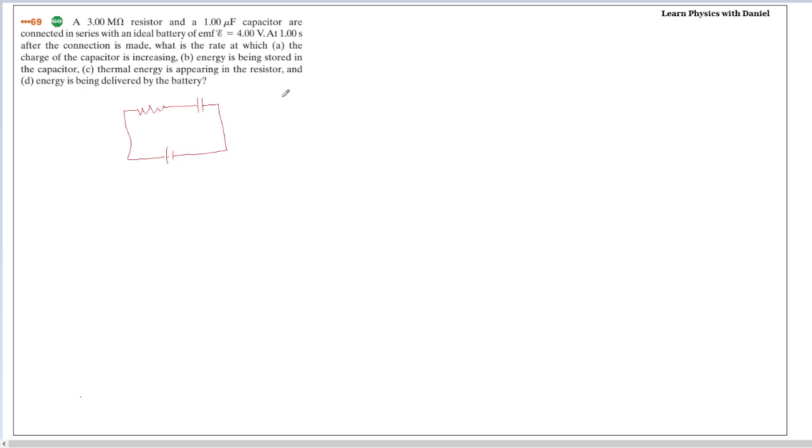So we use our equation for RC circuits, I equals EMF over R times e to the negative t over RC, which when we plug in our numbers we get 4 volts over 3 times 10 to the 6 ohms times e to the negative 1 second over RC, which ends up being 3 seconds. So we do all of that and you should get that your current is 9.55 times 10 to the negative 7 coulombs per second.